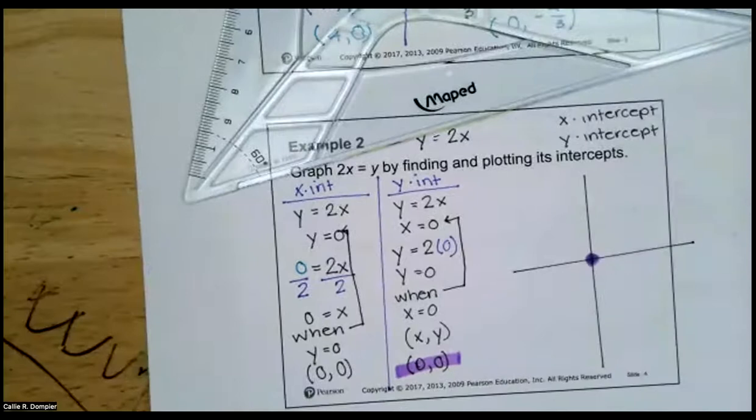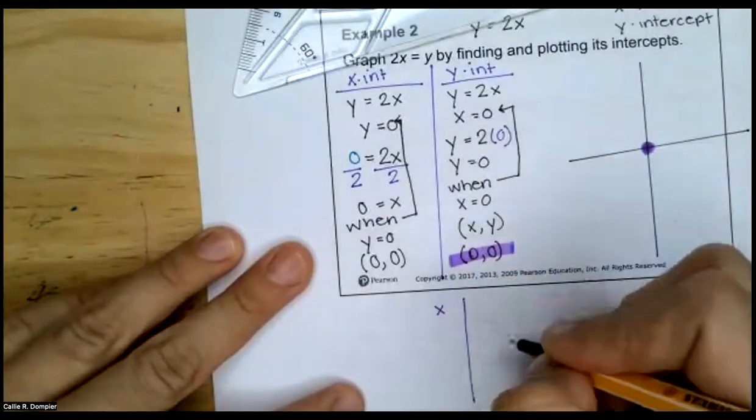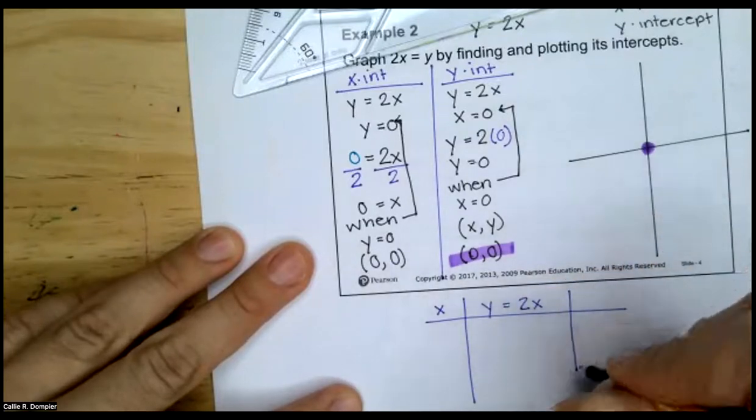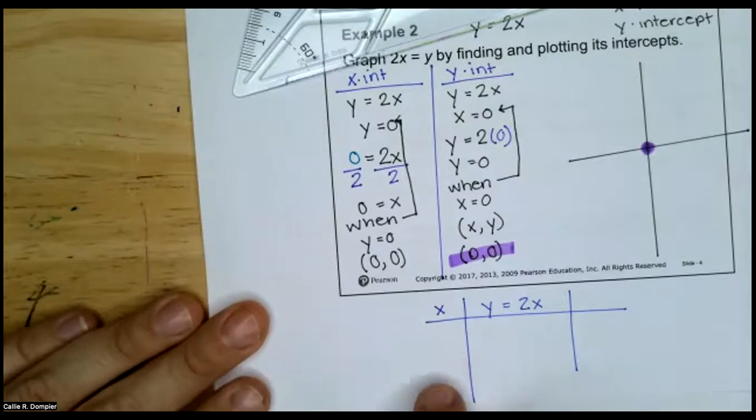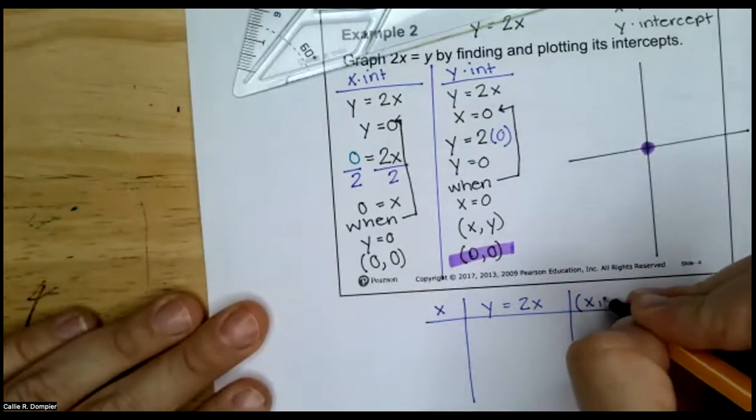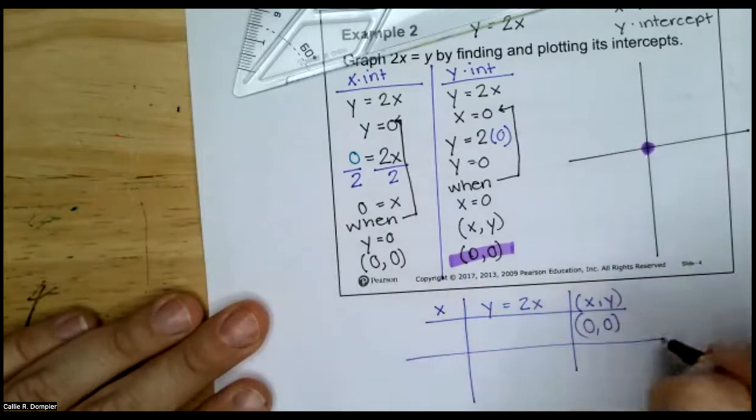But I need one more point. And now you can make a table. What is y equals 2x when x is, and you can put it whatever you want except 0, right? We already know that one. We already know the point 0, 0. So don't use x is 0, but use anything else.